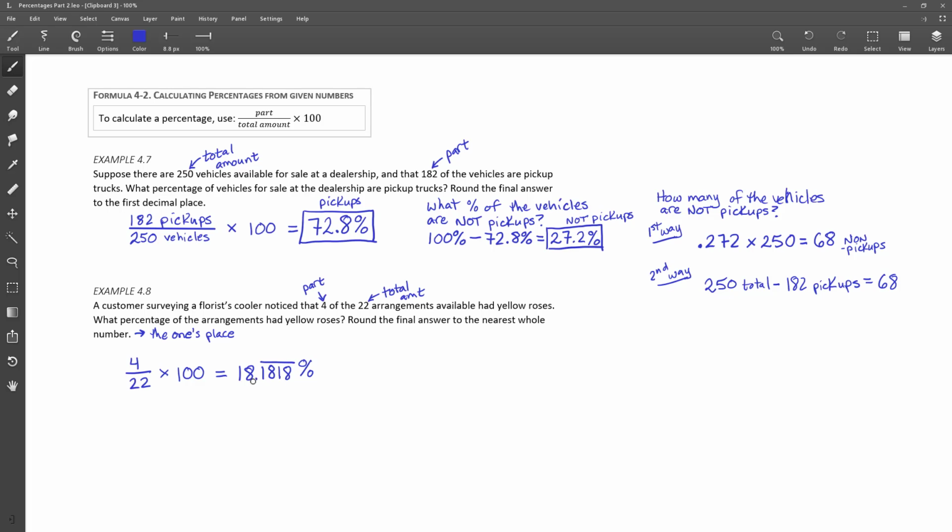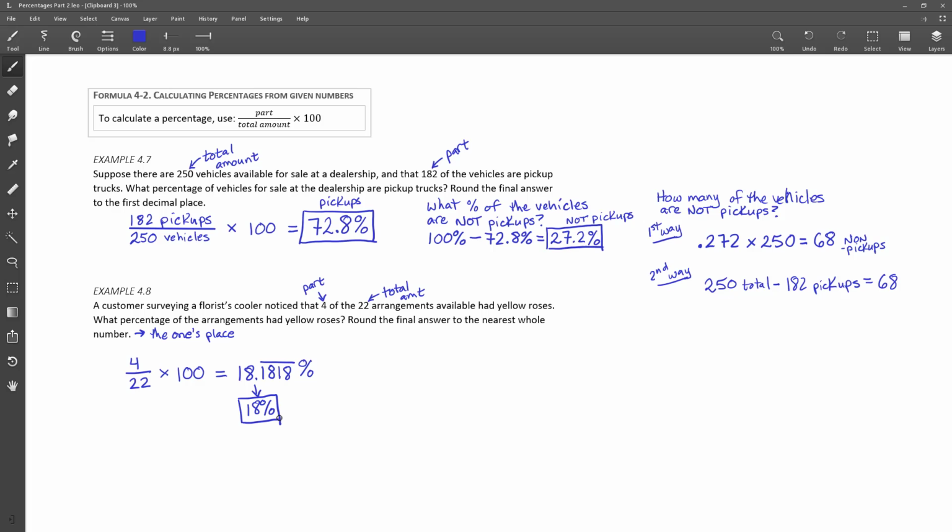To the nearest whole number, we'd be looking at the number in the tenths place to see whether it's 5 or greater. In this case, it's 1, so it's 4 or less. So we're just going to leave the ones place the same and leave off everything to the right in our rounding. So we get that this is 18%. So 18% of the arrangements had yellow roses. That's just a little less than 20%.